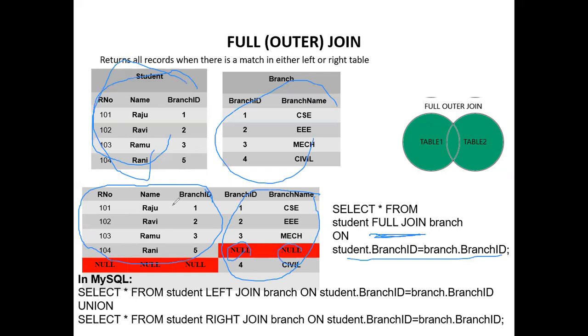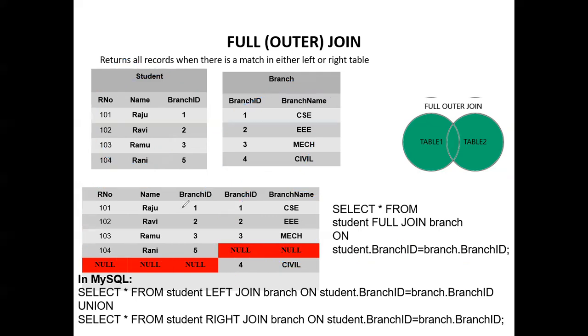So if you observe, this student table has branch ID 1, 2, 3, 5, and this branch table has the branch ID 1, 2, 3 and 4. So in the right hand side table, with the branch ID 4 no record is available for the student table, so for those the values will be taken as null values. Similarly, in the branch table we are not having the branch ID 5, so for those null values are filled here.